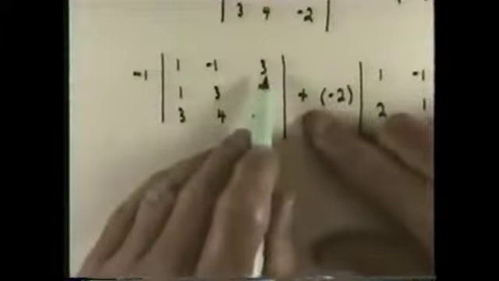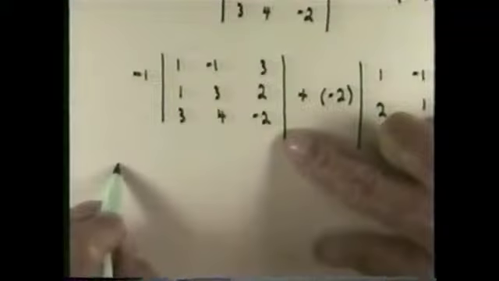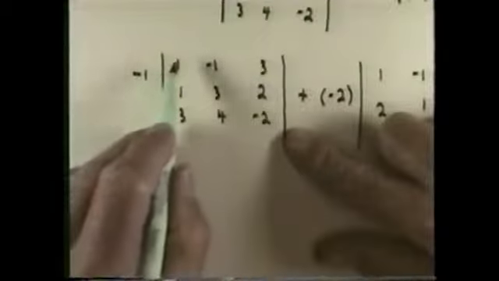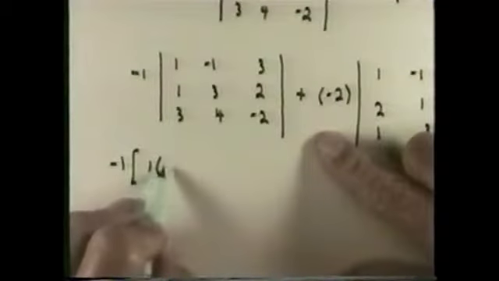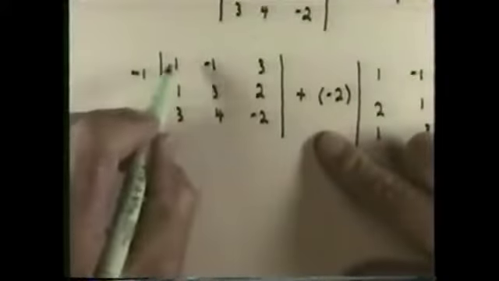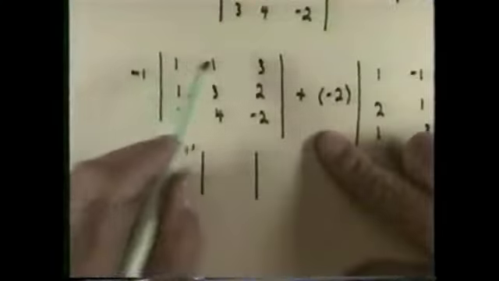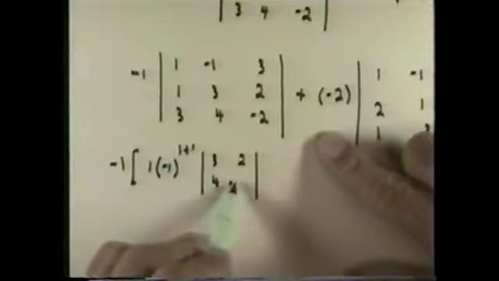Well, now I've got to evaluate the 3 by 3, so I can pick any row or column and multiply by the cofactor. So to do this one, it's going to be negative 1 times, and I'm just going to go across the top since all of them are about the same, so it's going to be 1, negative 1, row 1, column 1, 1 plus 1, times the minor, which is the determinant with row 1 and column 1 removed. I'm just going to say we're taking out row 1, column 1, so it leaves me with 3, 2, 4, negative 2.